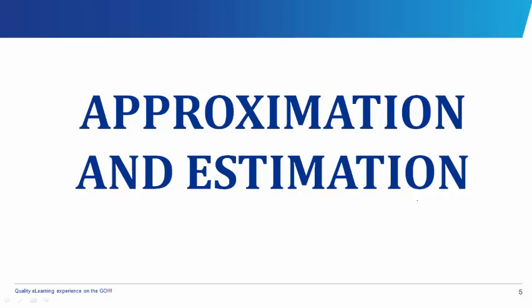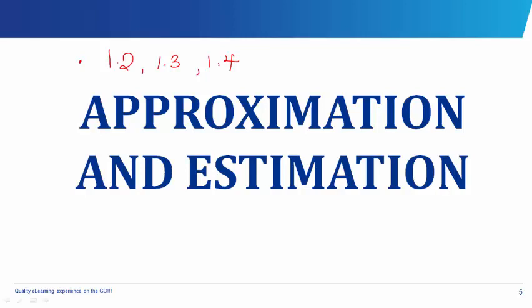Today we're going to look at approximation and estimation. Now what we're going to cover in this chapter is we're going to work with mostly decimals, and by decimals I mean numbers that have points. For example, we might have numbers like 1.2, 1.3, 1.4.